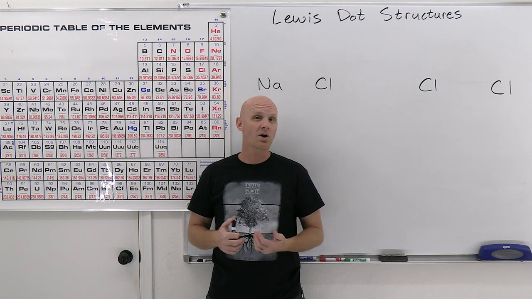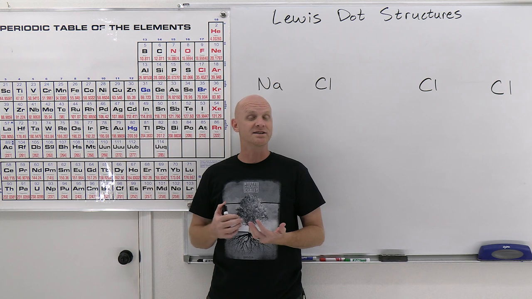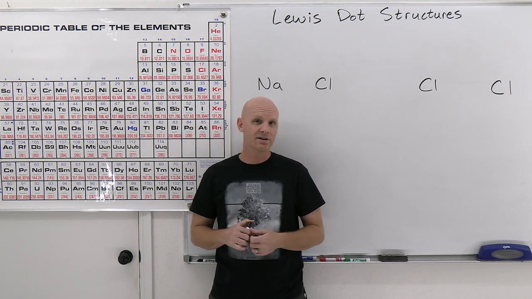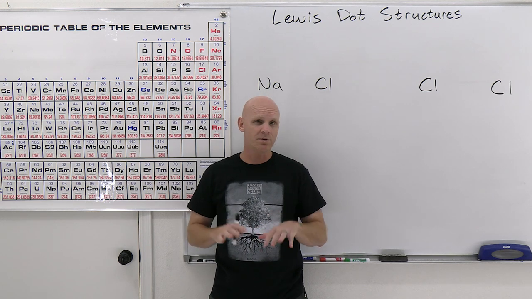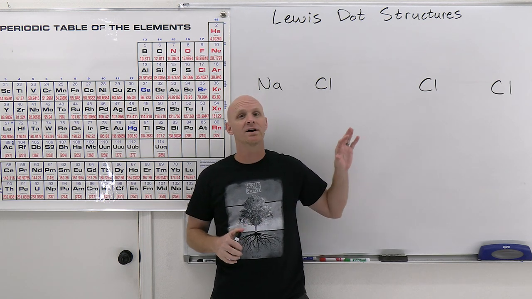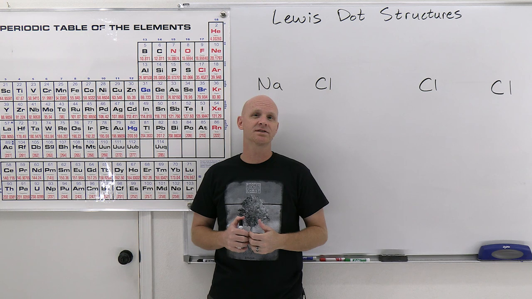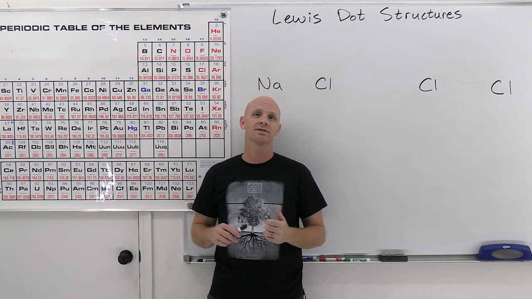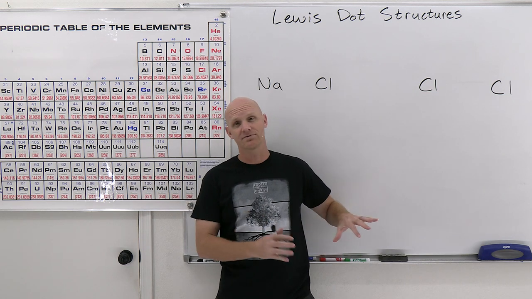We'll talk about formal charges and how we can use formal charge to distinguish between some of these resonance structures. We are going to work a ton of examples, and this is super important. This is foundational for the entire next chapter as well, which is going to deal with molecular geometry. So you really got to have a good handle on these Lewis dot structures for any of that to really make sense.